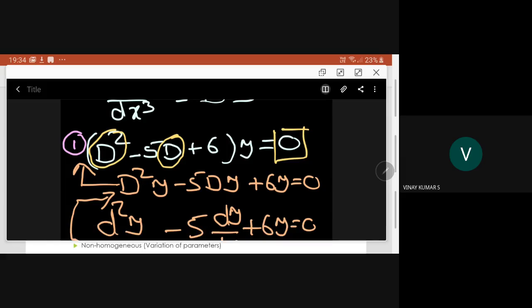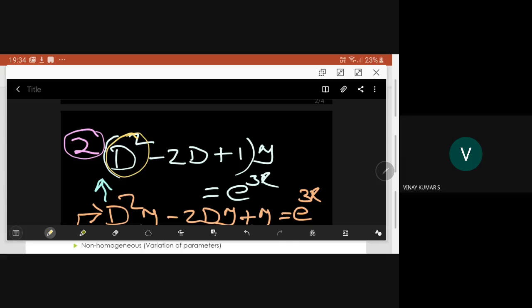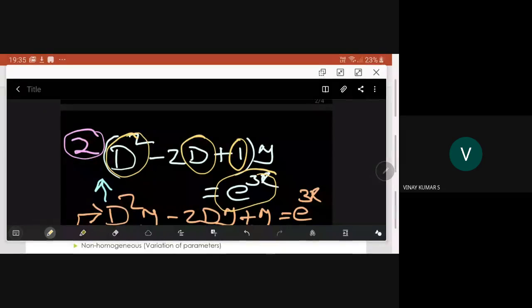When it comes to the second example, here also the coefficient of D square is 1, the coefficient of D is -2, and here also a constant is there, but the right hand side is not 0. So this is called a linear second order ODE with constant coefficients, and it is a non-homogeneous equation because the right hand side is a function which is not 0, e power 3x is there.